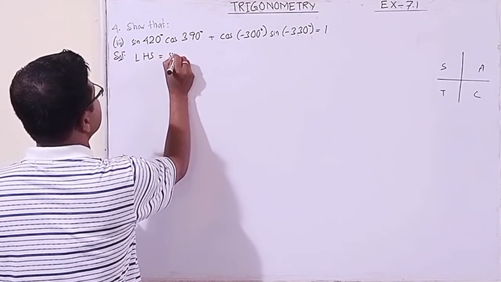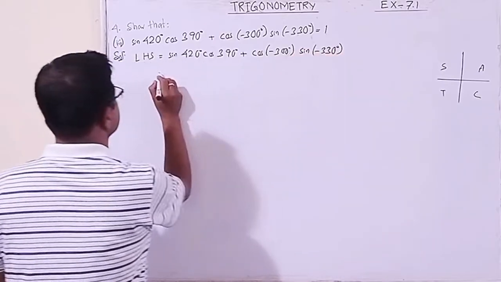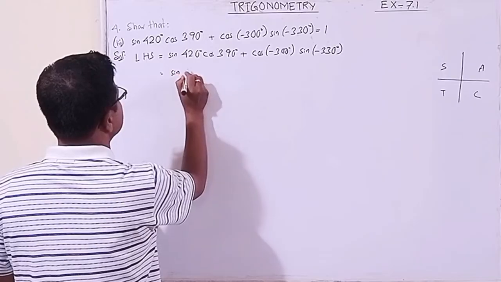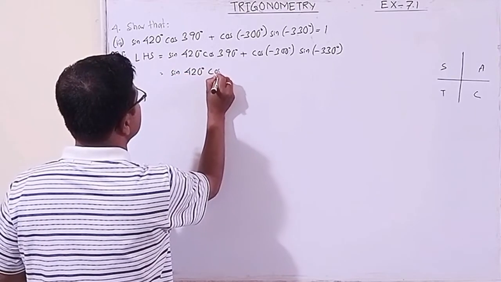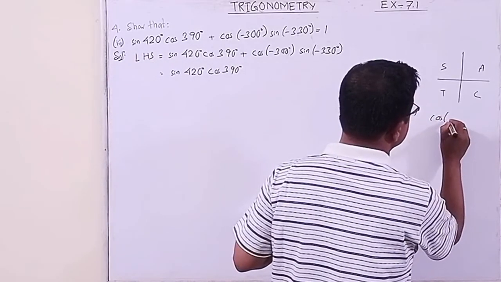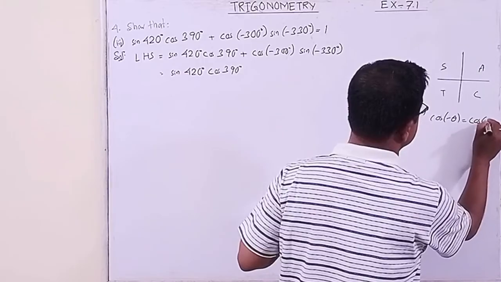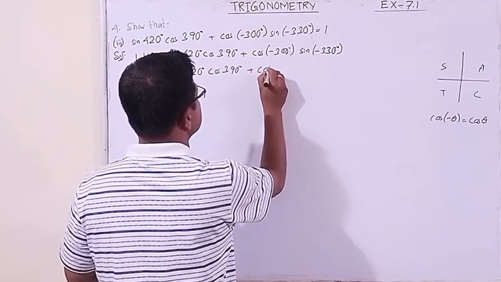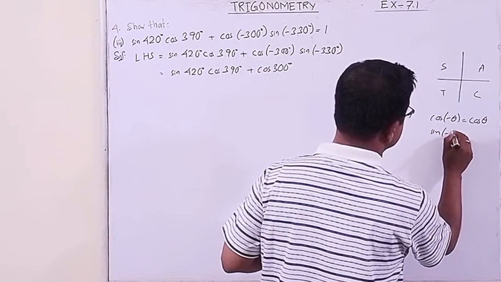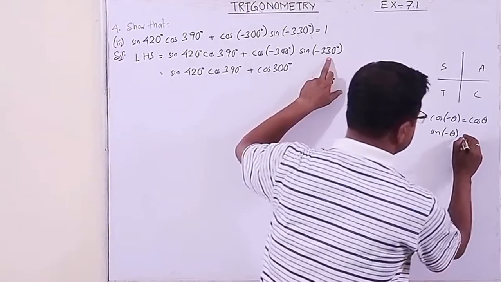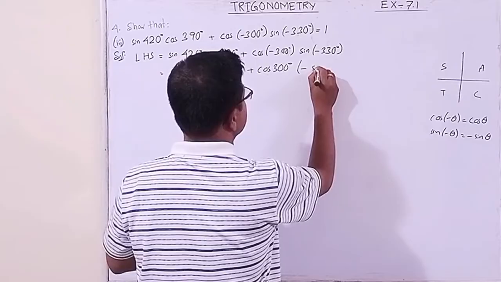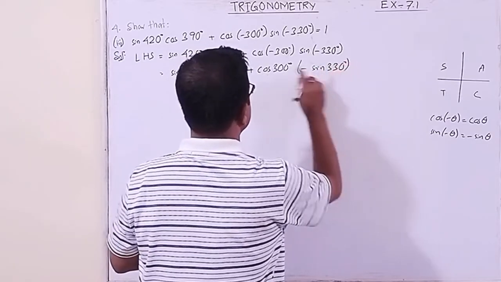Left hand side is sine of... Okay, at first let us do this. Let us simplify this part. Sine of 420 degree, cos 390 degree. Okay, now you see cos of minus theta is cos of theta, so it is cos 300 degree. Then sine of minus theta, sine of minus 330. Okay, so it is minus sine theta, so it is going to be minus sine of 330 degree. Okay, these two we have simplified.